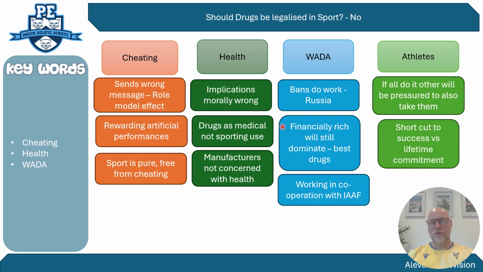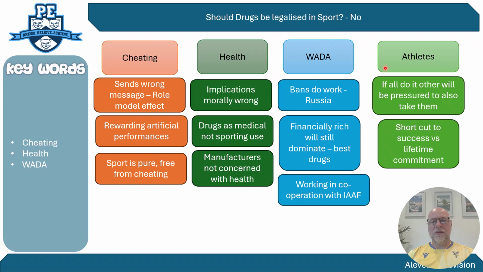Financially rich nations will still dominate. We talked about how it levels the playing field for the financially rich nations who can afford the technologies and things like that. However, these athletes from richer nations will just have access to better drugs than athletes in poorer nations. And there is evidence of international athletics working in cooperation with the World Anti-Doping Agency and catching a lot of the athletes who are cheating and taking drugs. So there is a lot of evidence that the work of the World Anti-Doping Agency is working.